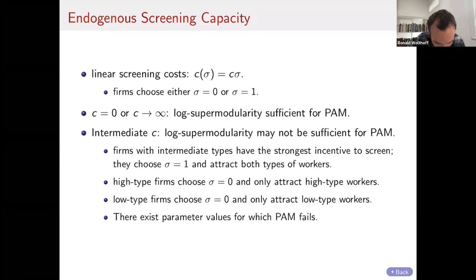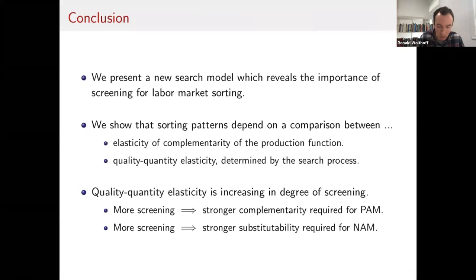So we construct a new model here of sorting that emphasizes the importance of screening. And then we show that the sorting patterns depend on that trade-off, that horse race between the elasticity of complementarity and the quality-quantity elasticity. So let me stop here.